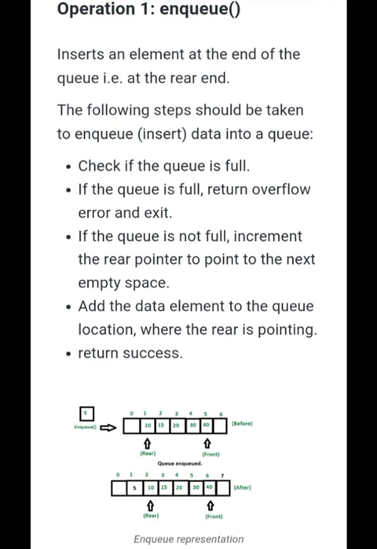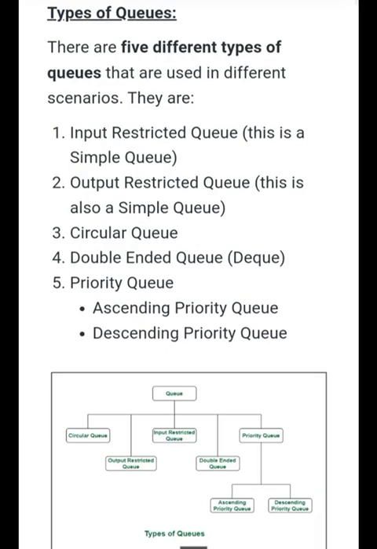Is full validates if the queue is full. Is empty checks if the queue is empty. Size, this operation returns the size of the queue, for example, the total number of elements it contains. Next, operation one, enqueue.